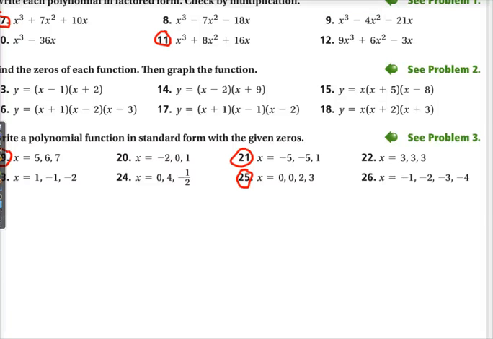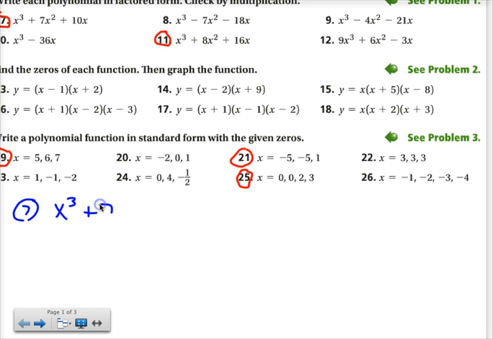These are the frequently asked questions for Algebra 2 for Lesson 5-2, Day 1. Starting with number 7, it says we are to write each polynomial in factored form and then check by multiplication. I'm probably not going to check for you, but what I will do is go through and factor this with you. So x to the third plus 7x squared plus 10x.